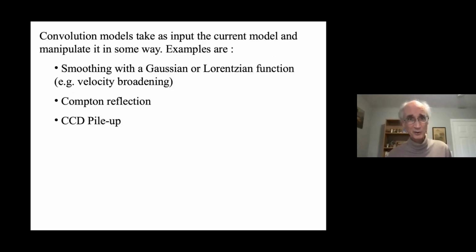There's another type of model which we call the convolution model, and that's just something where you take the current model as an input and you manipulate it in some way. The obvious one is if you're doing some sort of smoothing with, say, Gaussian or Lorentzian functions. So if you're velocity broadening your spectrum, that's what you're doing there. And then Compton reflection again does that. And then there's some sort of instrumental type stuff like trying to model pileup on the CCDs.